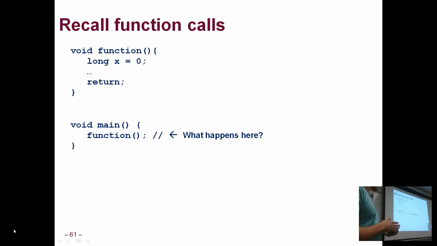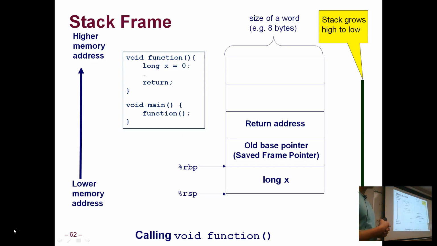Since we just covered function calls, this is the opportune time for you to learn this. You all know what happens when you have main, and main calls this function, and the function has a variable x. You have something that looks like this in terms of the stack layout. Your stack has higher memory addresses on top, lower addresses on bottom. This is the bottom of your stack, and the stack grows from high to low.